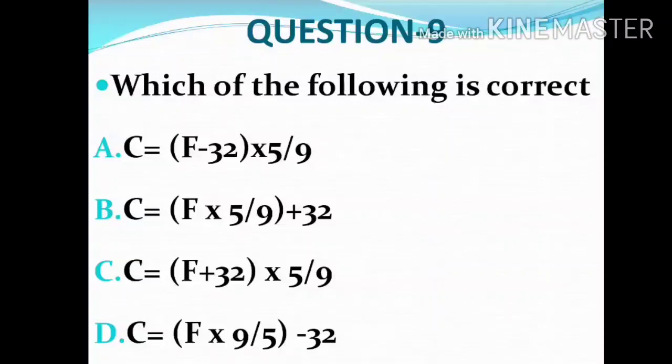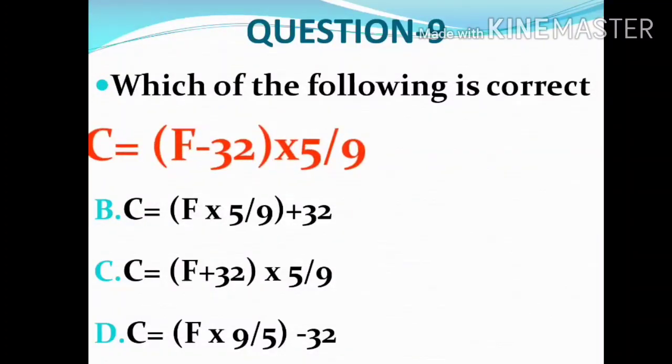Here the answer is C is equal to F minus 32 into 5 by 9. That is, to convert the Fahrenheit to Celsius scale, we use the formula C is equal to F minus 32 into 5 by 9. So don't get confused with both these formulas. Okay. The next is question number 10.